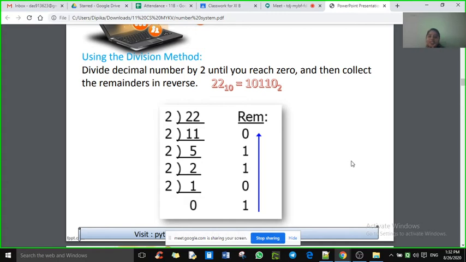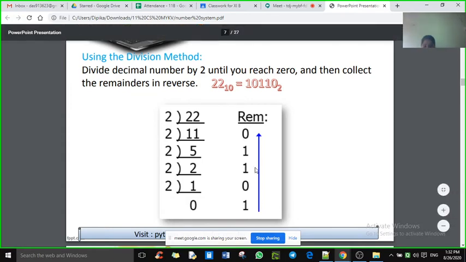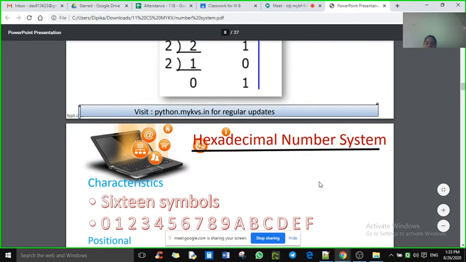Tell me the conversion. What will be the result? Ma'am, 22 in decimal, what is it in binary? Tell me the binary equivalent. Reversing the remainders, that is 1 0 1 1 0, ma'am, to the base 2. Very good. To the base 2, not index.